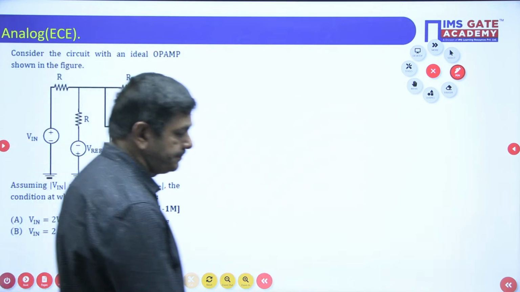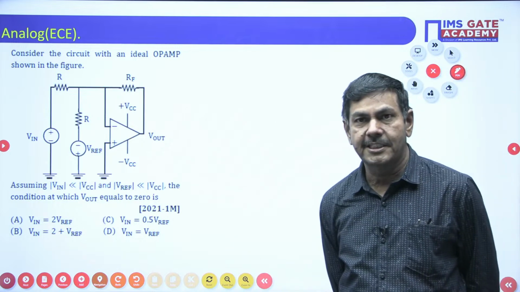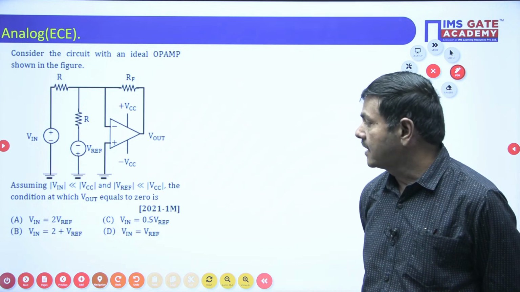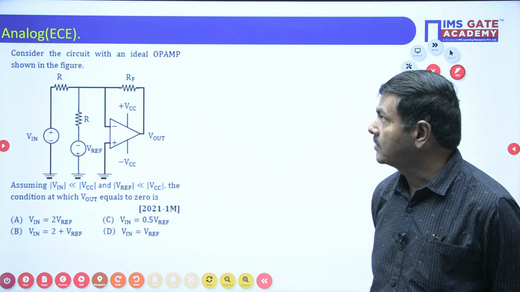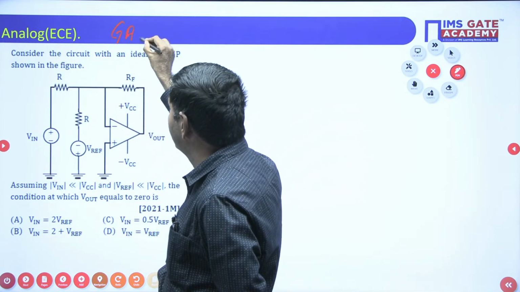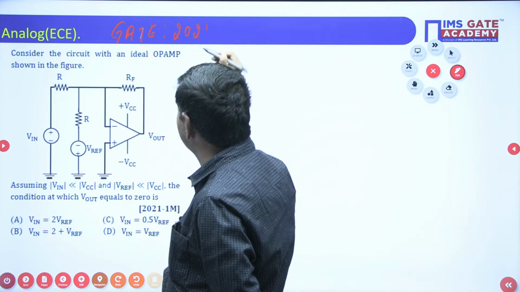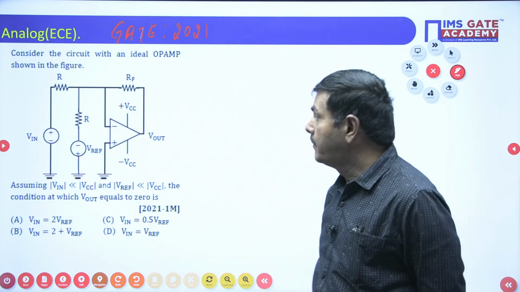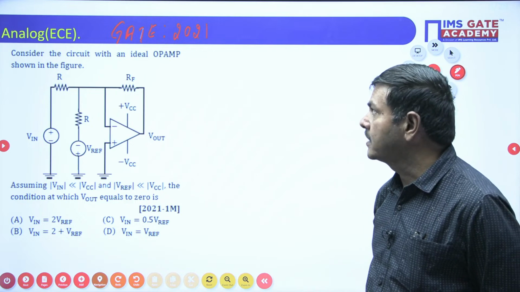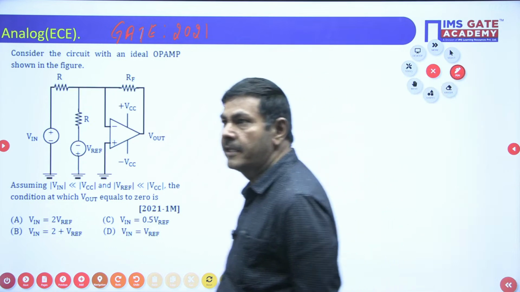This is the next problem. But I want to give you some time initially to do this problem. It is also GATE 2021. This is also a GATE 2021 question. Anybody can do this question? This is a question from the operational amplifier. Most of the time in GATE we can expect problems from the operational amplifier. Anybody can do this?